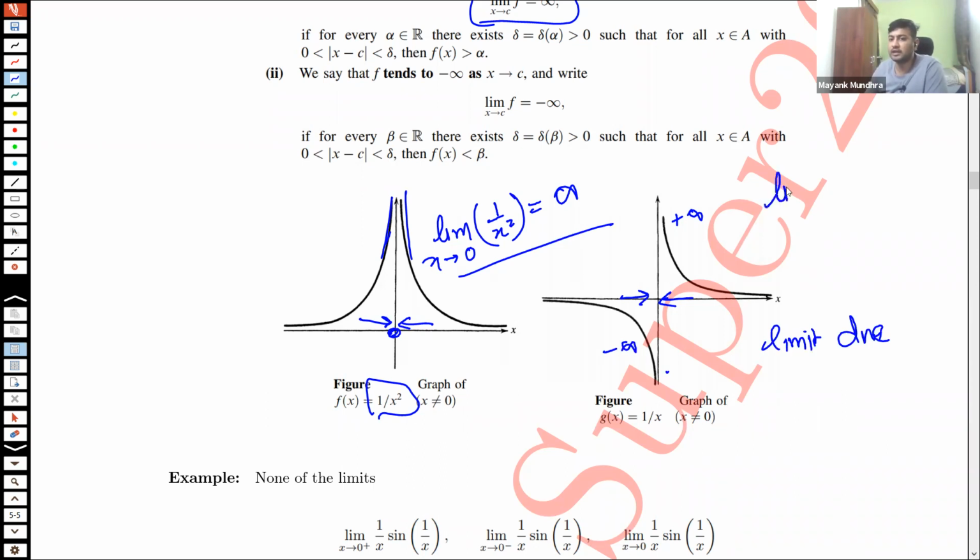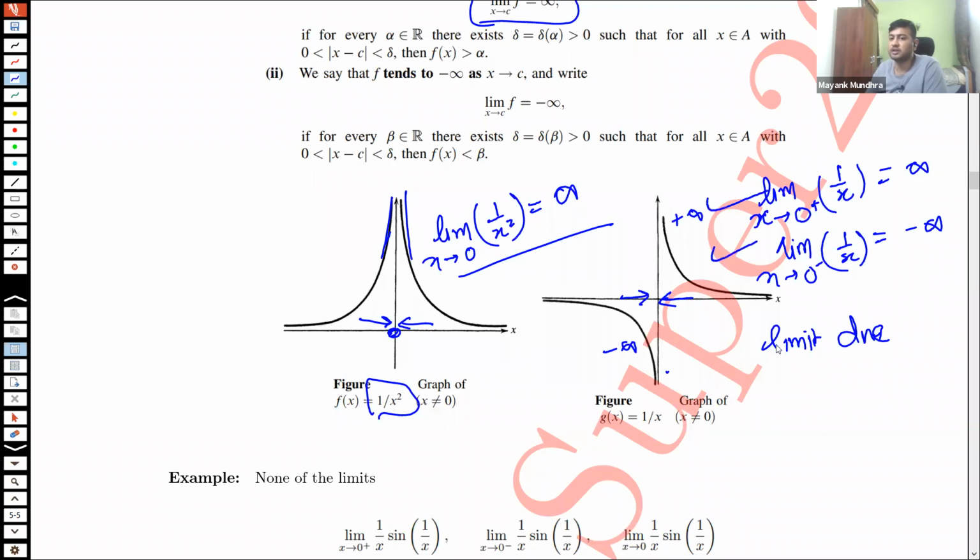Although we can write that the limit as x tends to 0 plus of 1 by x is equal to infinity, and the limit as x tends to 0 minus of 1 by x is equal to negative infinity. These two statements are correct. And if I want to write the overall limit, I have to write that the overall limit does not exist.